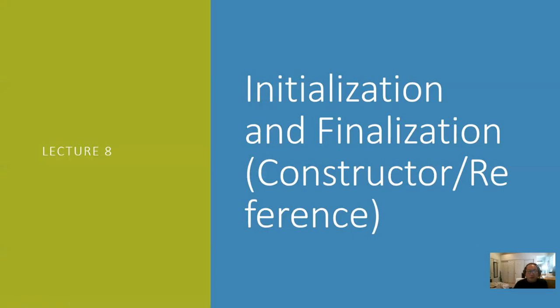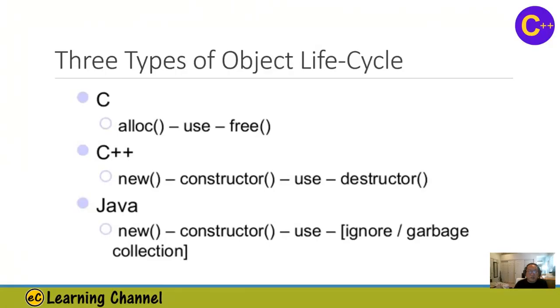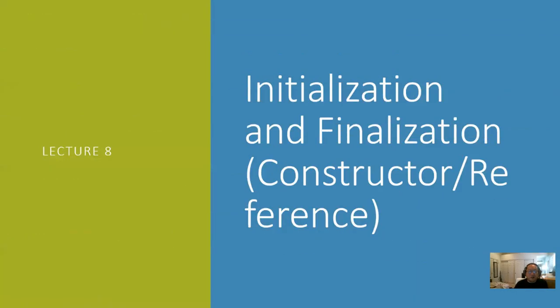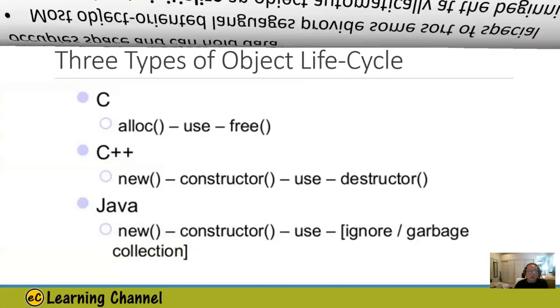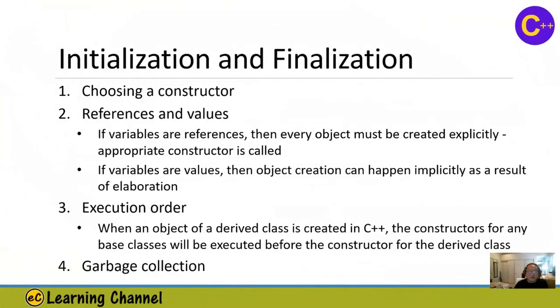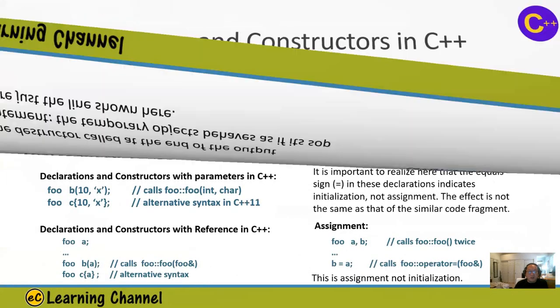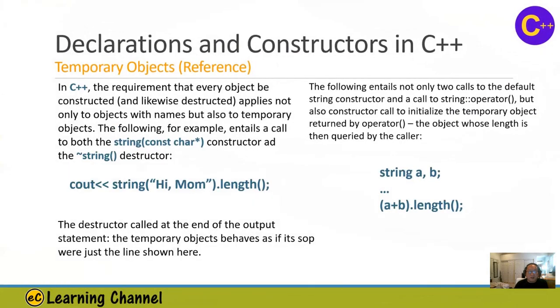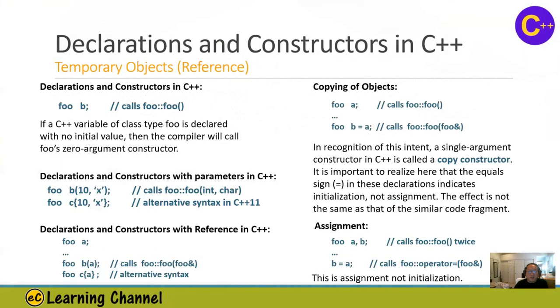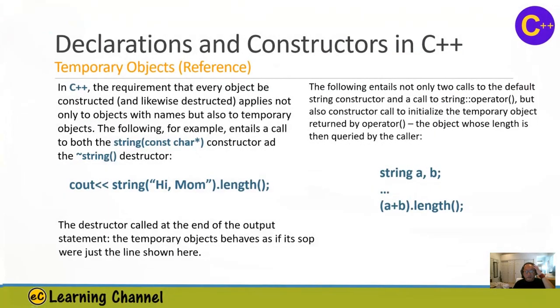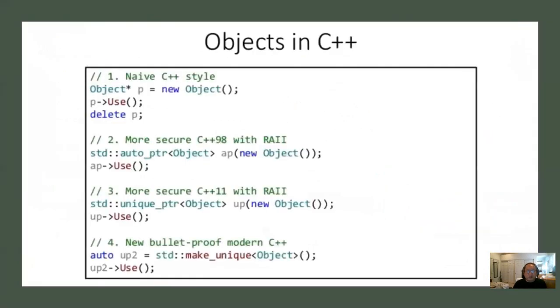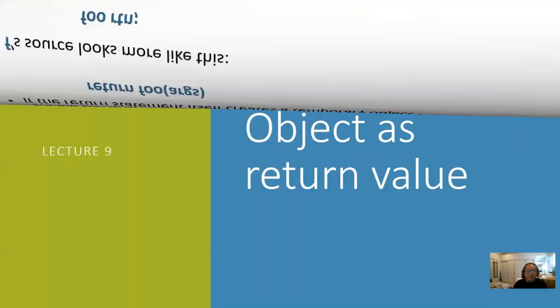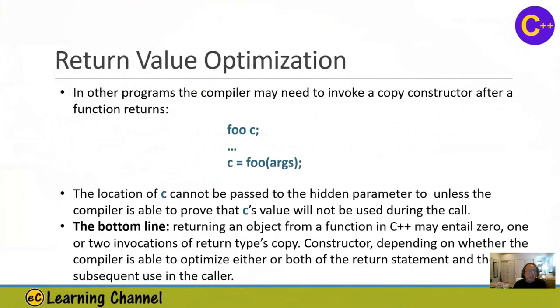So here is the initialization and finalization of constructor and reference. What's that? Okay, we covered this initialization and finalization already. This one is the different constructors. Okay, we talked about the different constructors in a previous talk. And that one, we have different ways of using the constructor and destructor. Return value, we talked about it, okay?